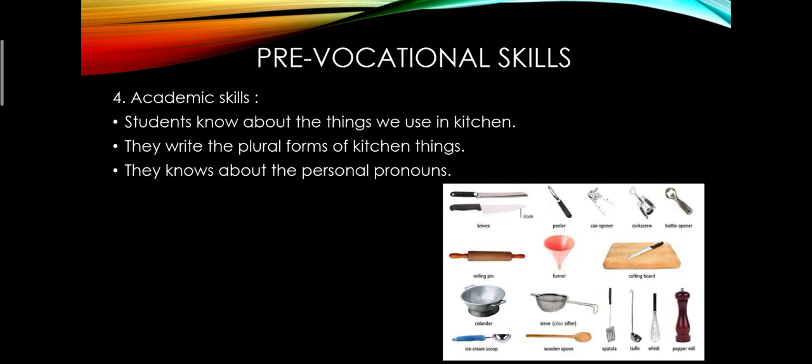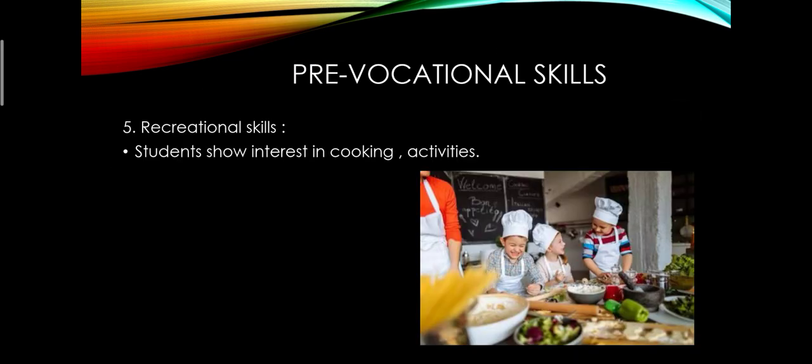Next pre-vocational skill is academic skills. From this lesson, the students know about the things we use in the kitchen. They write the plural forms of kitchen things. They know about the personal pronouns, that is he, she, it, etc. The following are some of the kitchen things the children will know. Next pre-vocational skill is recreational skills. Students show interest in cooking and making activities, etc. This is the peak, where the students show interest in cooking.